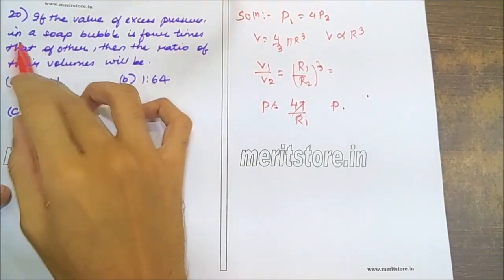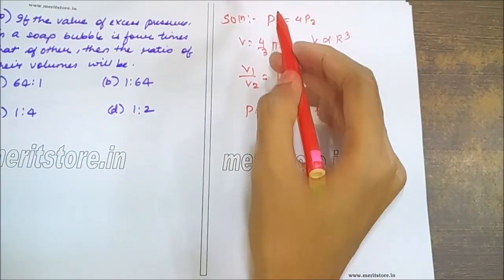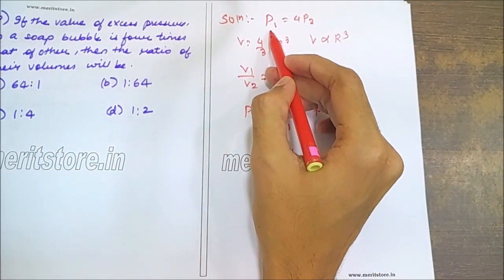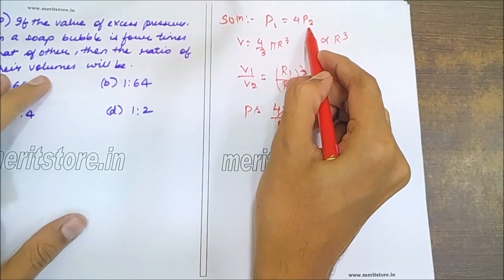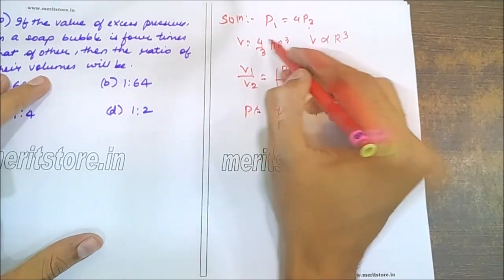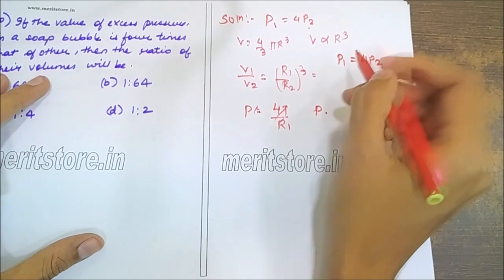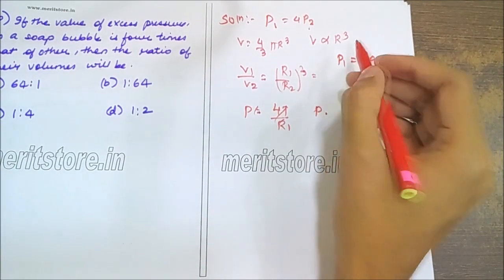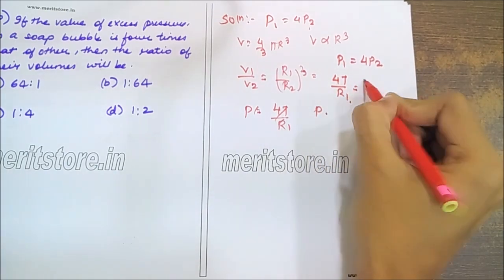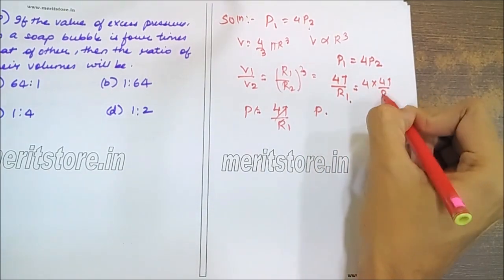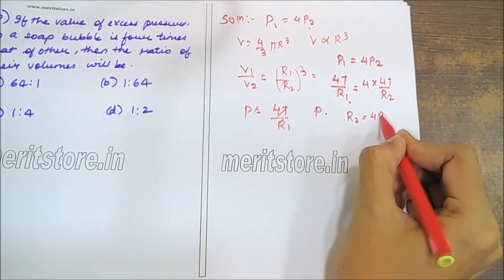If the excess pressure in a soap bubble is 4 times that of the other, then the ratio of their volumes will be? So one pressure will be 4 times the other pressure, and we need to find the ratio of the volumes. Firstly we have P1 equals 4 times P2. We can write P1 in terms of R: we have 4T upon R1 equals 4 times 4T upon R2. So R2 is equal to 4 times R1.